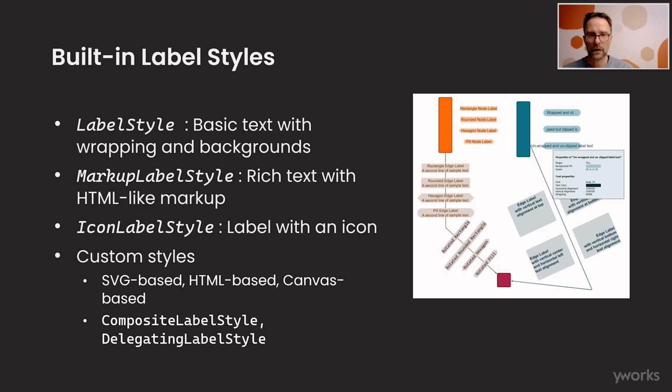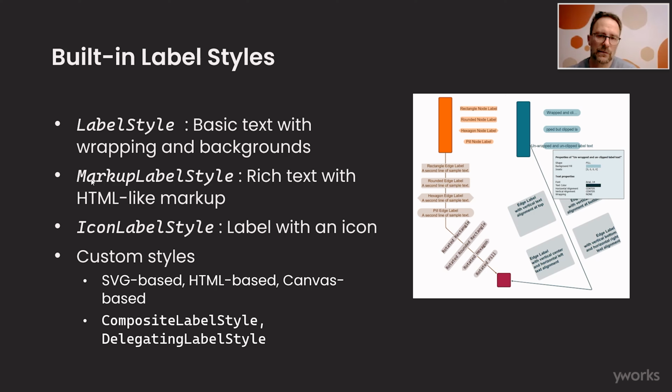Last but not least, I'm going to quickly show you the label style. There's basically 3 interesting label styles predefined. One is just the one that renders text on some optional background within the shape, and you can do some alignment and shape wrapping and so on. But it's basically just text, in simplest form, unstyled text.